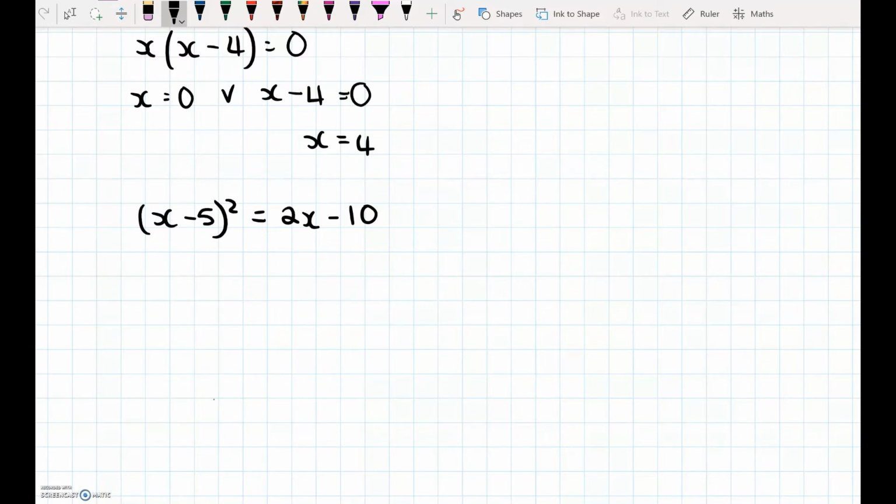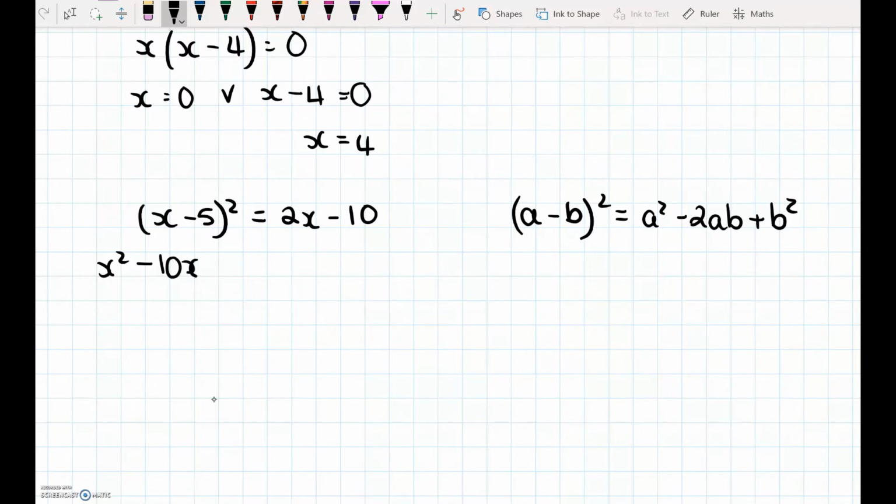So we've got a perfect square here, which means, remember, a plus b, well, this is a minus, so let's make it (a minus b) squared equals a squared minus 2ab plus b squared. Okay, so a is x, so we've got x squared minus 2 times a times b. So a times b, which is 5 times x, gives us 5x, and then double it becomes 10x, plus b squared, so 5 squared is 25, equals 2x minus 10.